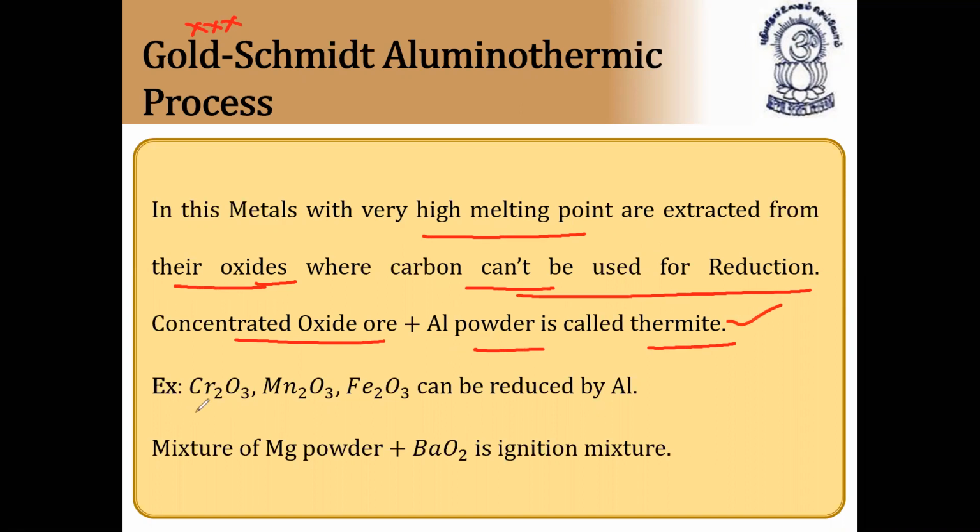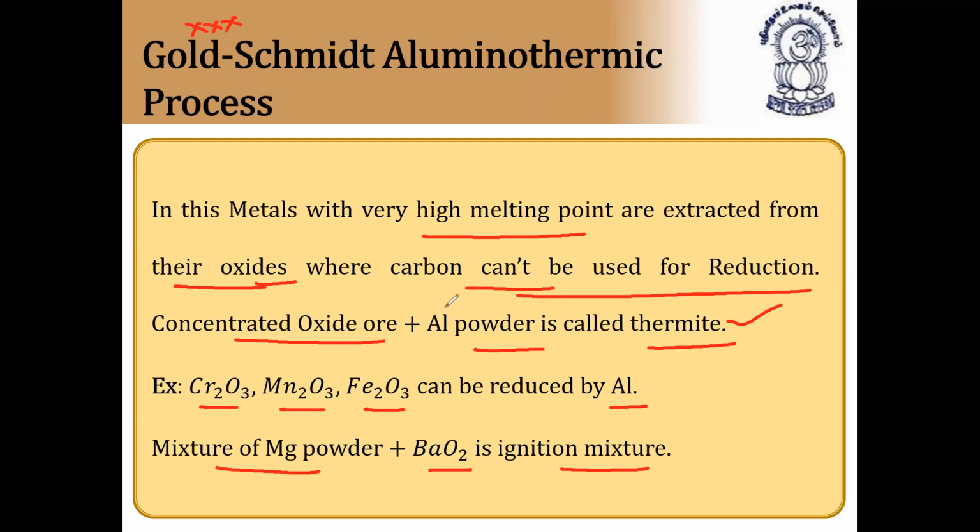Examples which can be reduced by aluminum are chromium oxide, manganese oxide, and ferric oxide. A mixture of magnesium powder plus barium peroxide is used as the ignition mixture. So in this aluminum thermite process, metals with very high melting points are extracted from their oxides where carbon cannot be used for reduction.